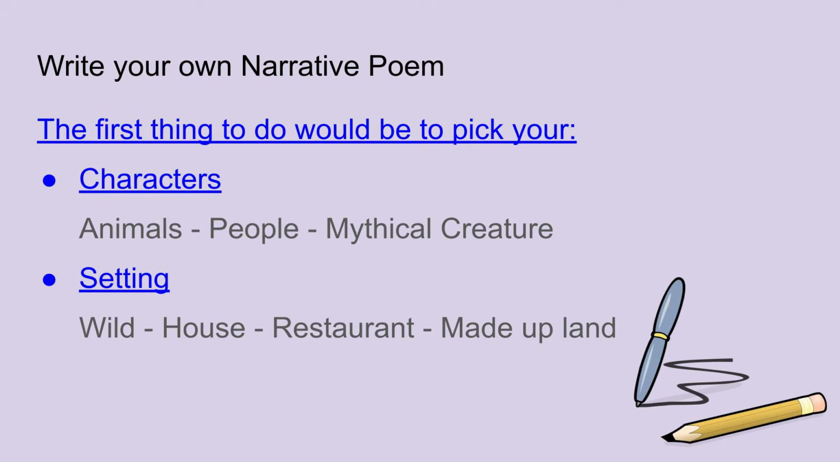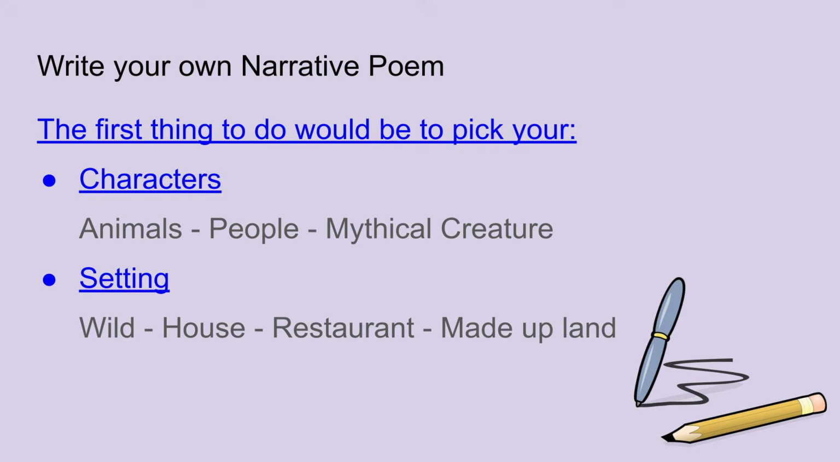Alright, so now it's time for you to start writing your own narrative poem. Now the very first thing that we need to do is pick our characters and pick our setting, because that's going to help us with the whole story. So for your characters, you could pick animals, people, or maybe a mythical made-up creature. And then for the setting, you could talk about some place in the wild. It could be a house, could be a restaurant, could be a made-up land.